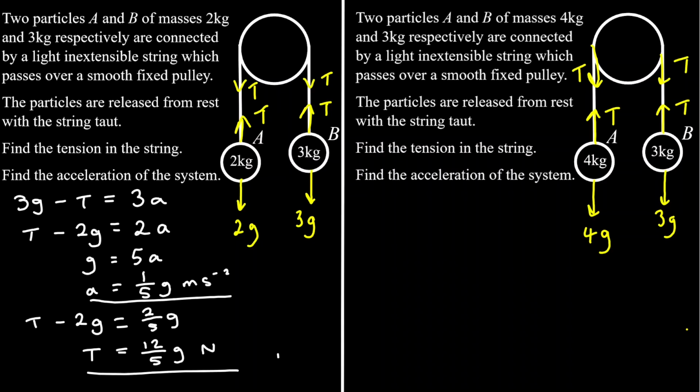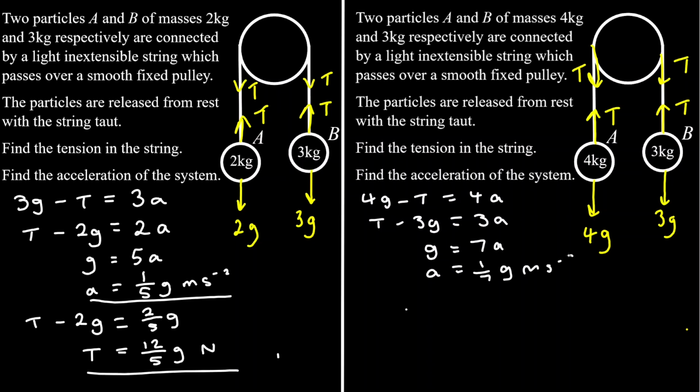So if we look at an equation of motion, A is going to accelerate down because it's the heavier one. 4G take away T equals 4A. Equation of motion for B, T minus 3G equals 3A. Add the two equations together, which will eliminate T. Minus T plus T is nothing. So add them together, we get G equals 7A. A must be 1/7 of G meters per second squared.